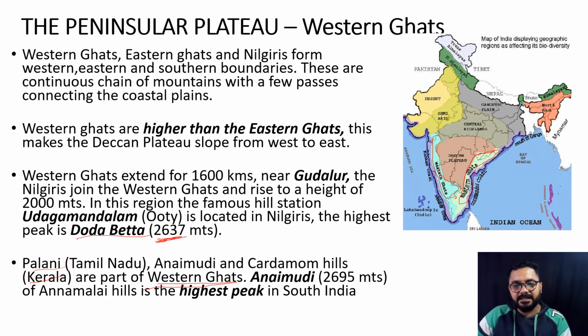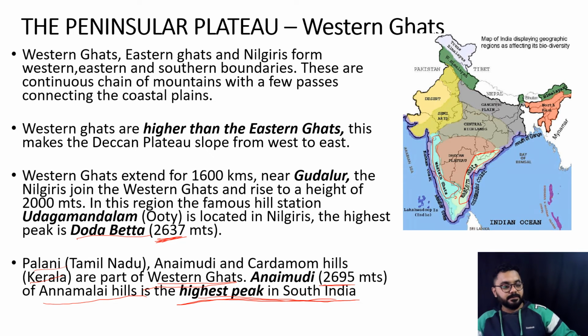Anaimudi is at an elevation of 2,695 meters. This is in the Anamalai Hills. This is the highest peak in southern India. This is very important, and you might have to remember it. Anaimudi in the Anaimalai Hills is the highest peak of South India.